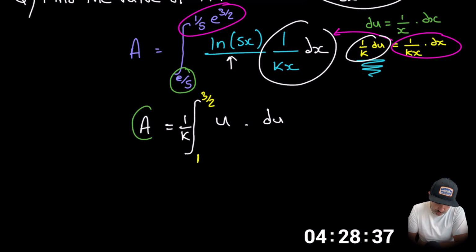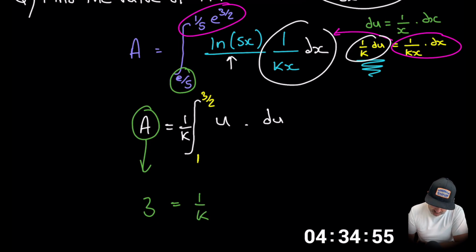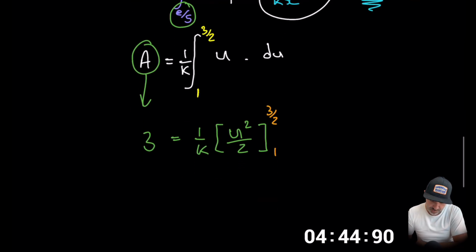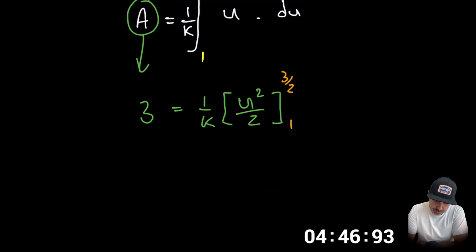In the question, they told us this area value was 3. So we've got 1 over k of, and let's have u squared over 2. And the upper limit was 3 over 2, and the lower limit 1. And that's all with respect to u. So that's fine. We can substitute all of that in now.